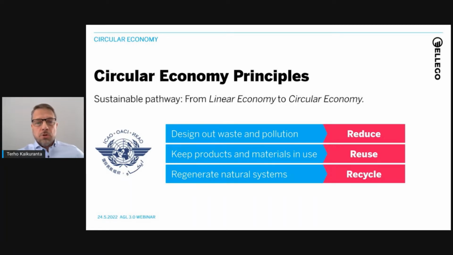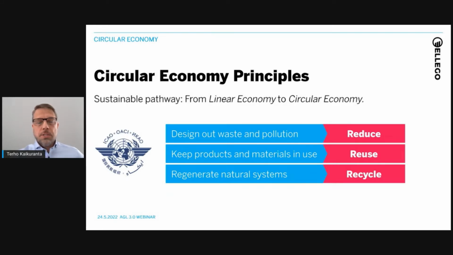Okay, and then we go to the sustainability point of view. So this is how ICAO has identified the main circular economy principles and how they relate to airports. So the whole idea is the sustainable pathway to the future. So the idea is to remove or delete, reduce the consumption and try to circulate as much as possible, which is of course a nice target.